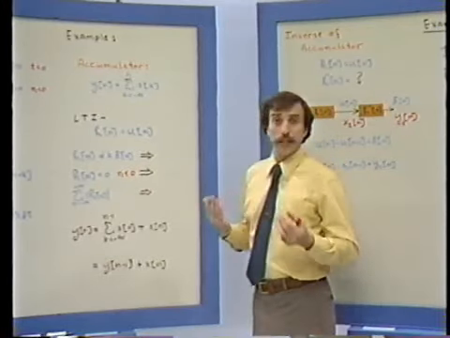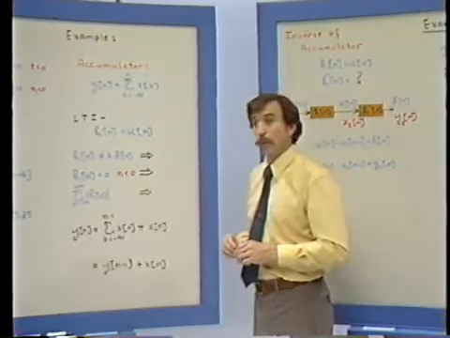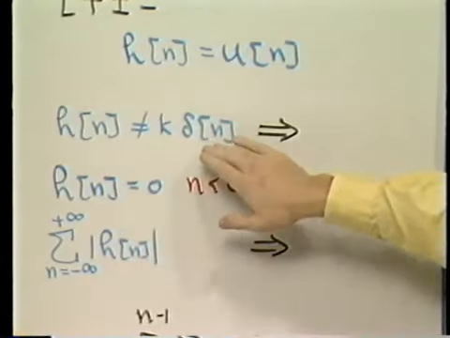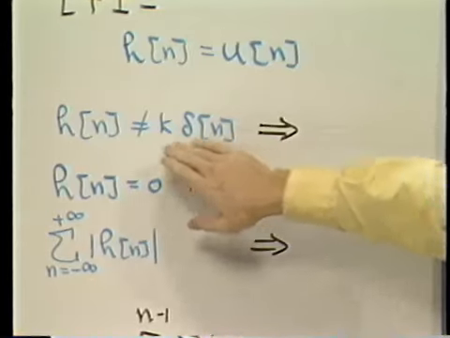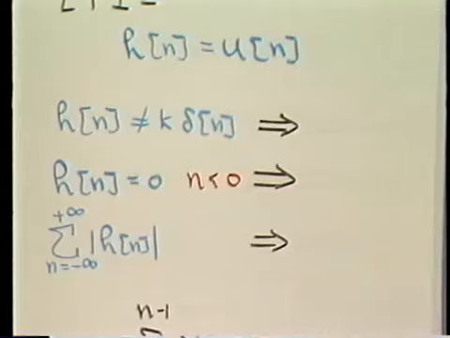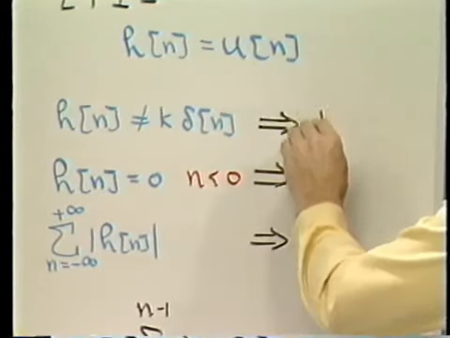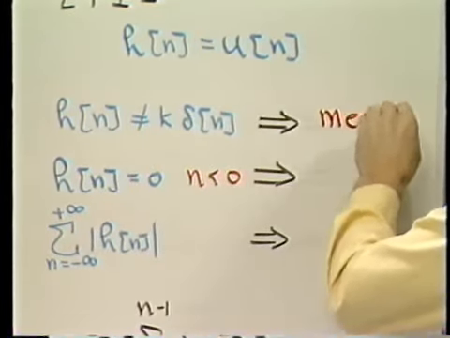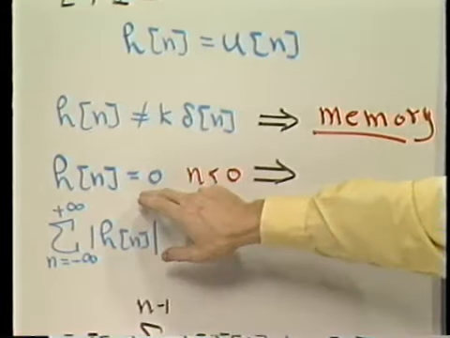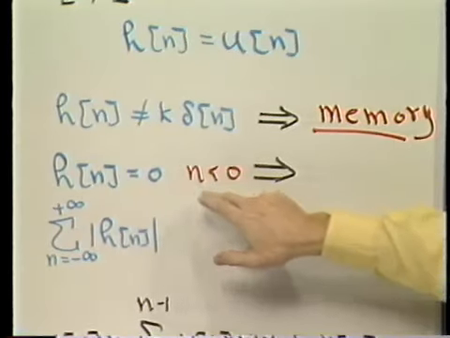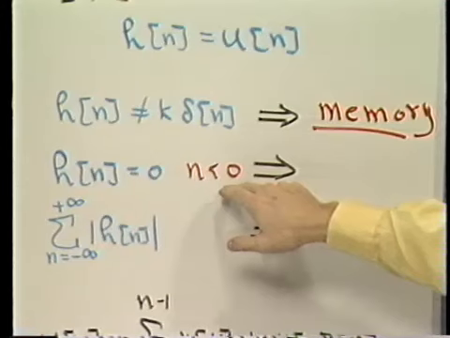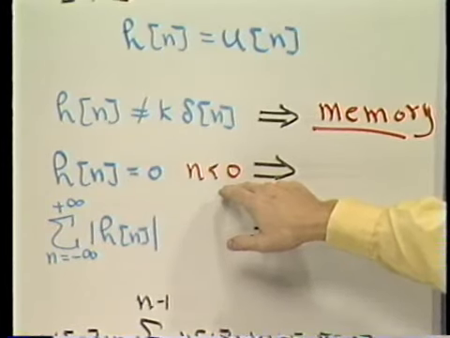And let's first ask about memory. Well, we recognize that the impulse response is not simply an impulse. In fact, it's a step. And so this implies what? Well, it implies that the system has memory. Second, the impulse response is 0 for n less than 0. That implies that the system is causal.